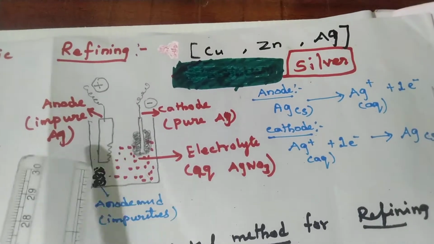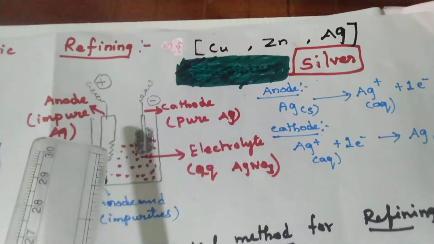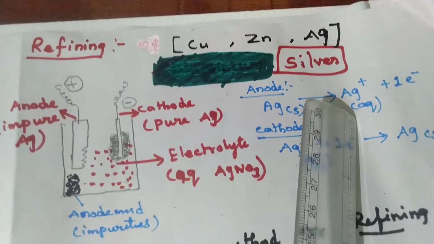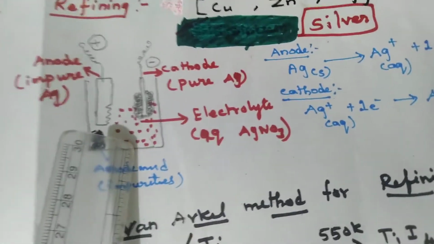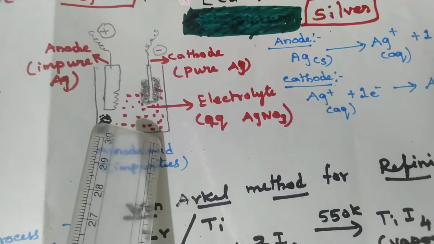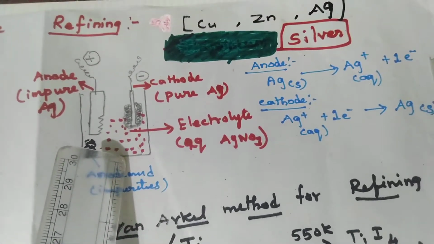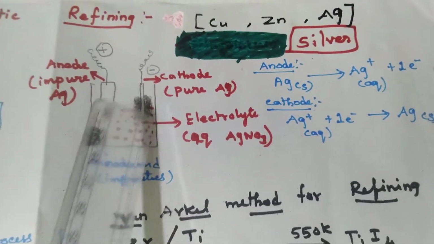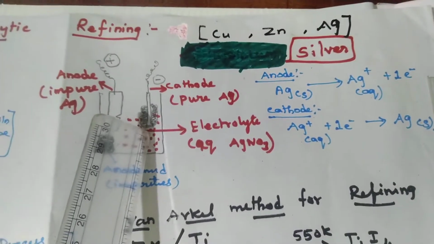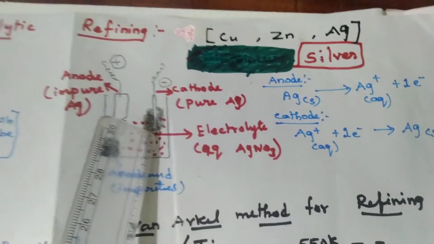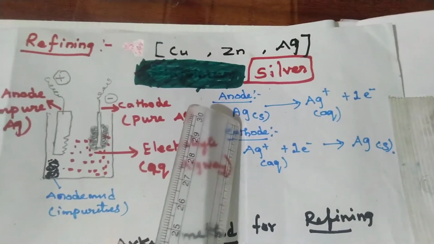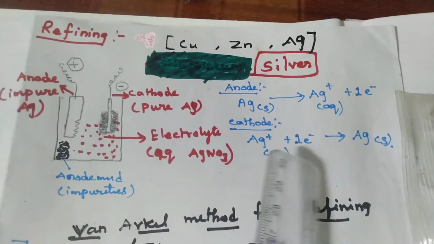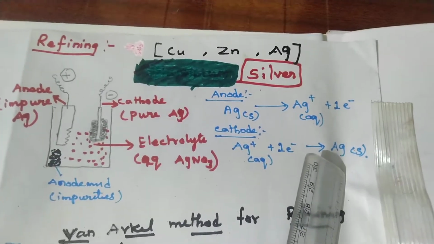During this process, from the anode, the silver metal loses one electron and converts into a silver ion, and it passes into the electrolytic solution, silver nitrate. From the silver nitrate solution, the same number of silver ions migrate towards the cathode and deposit there by gaining one electron and converting into silver metal. Therefore, at the anode the silver converts into a silver ion and one electron is given, and at the cathode the silver ion gains one electron and converts into silver.